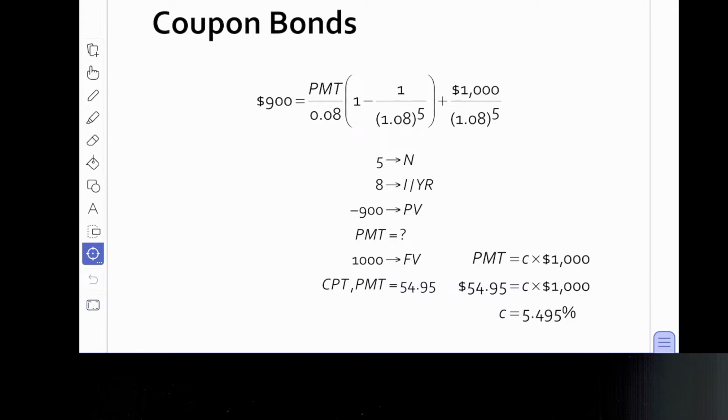So bonds are a combination. Valuation requires a combination of an annuity and the basic time value of money formula to value the future cash flows. Okay, I'll wait, Ricardo.